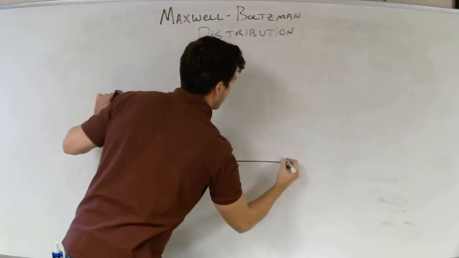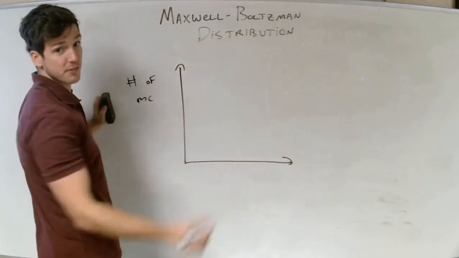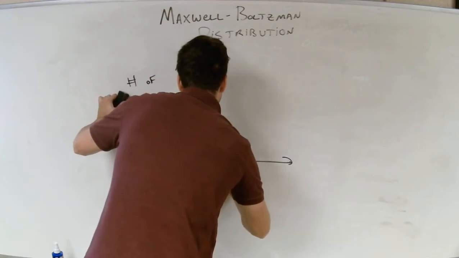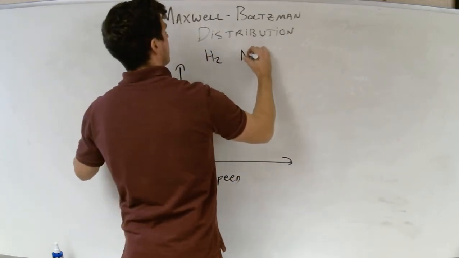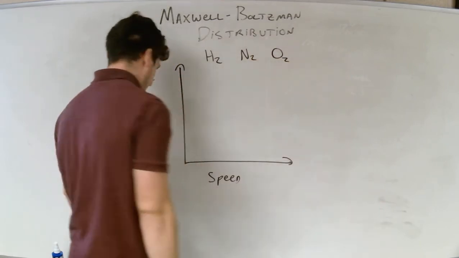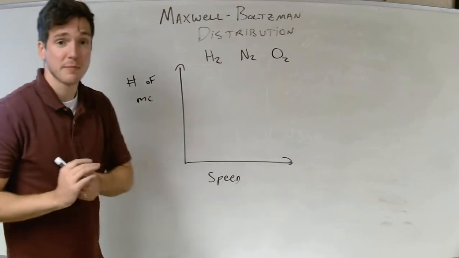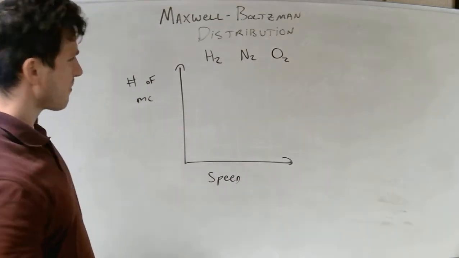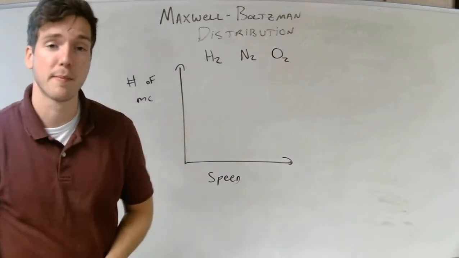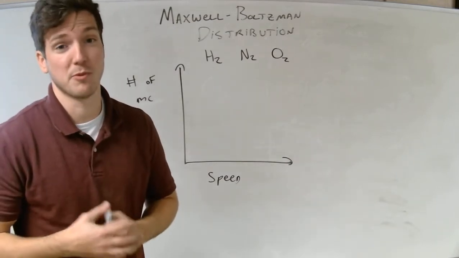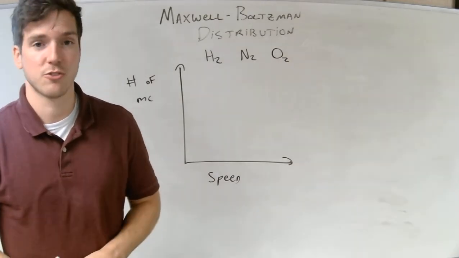Say I have a distribution with number of molecules, I'll just put MC, and speed, and we want to deal with hydrogen, nitrogen, and oxygen. I might say, draw those on the graph. They're all at the same temperature, but which one is going to be moving faster? Remember that smaller molecules are going to move faster. There's not as many of them. And as we get bigger, they'll move slower.